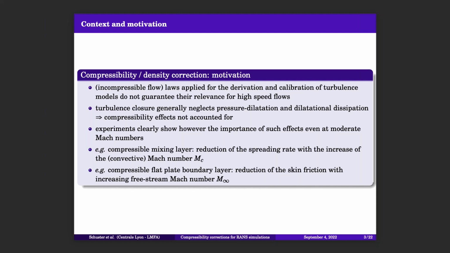And we have examples in mind with the compressible mixing layer, which is a very well-known example of strong impact of compressibility effect on the spreading rate of the mixing layer. We have also in mind the reduction of skin friction when you increase the free stream Mach number for a compressible boundary layer. Next slide, please.